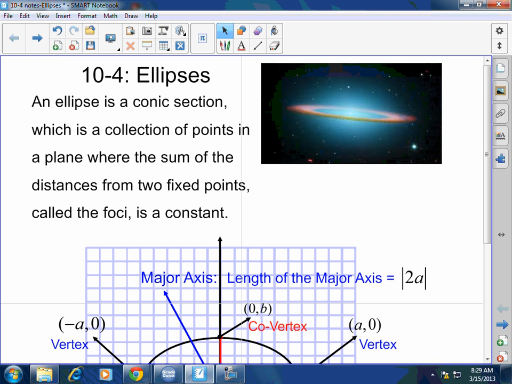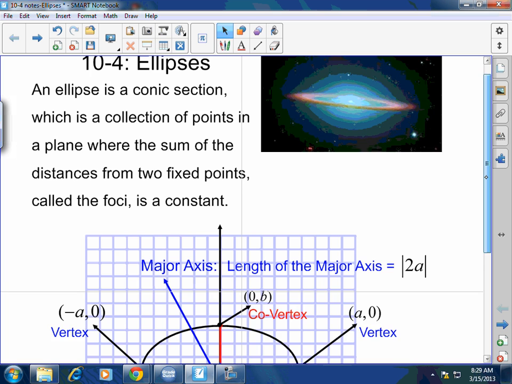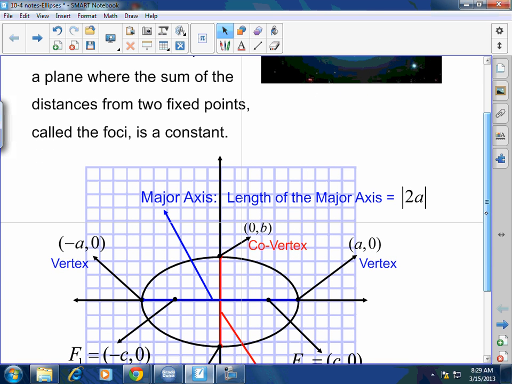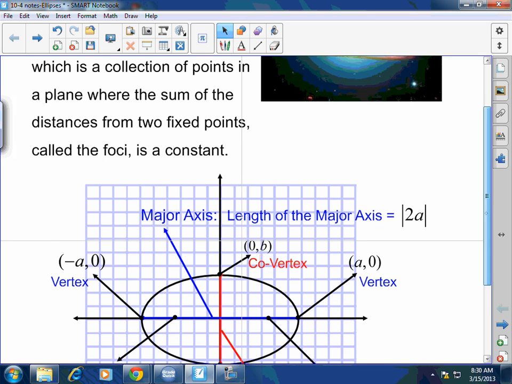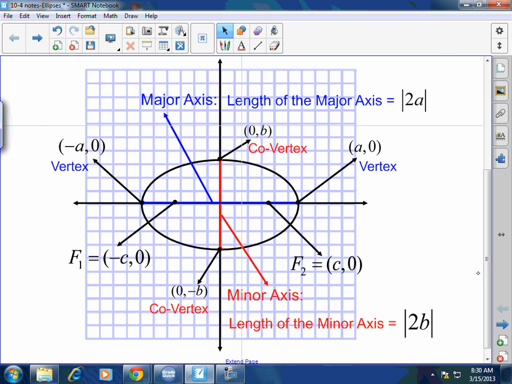And an ellipse is a conic section which is a collection of points in a plane where the sum of the distances from 2 fixed points called the foci is constant. Let's talk about that. The sum of the distances from 2 fixed points called the foci is constant. So what does that mean? Okay, let's just go over all of this and then I'll explain the definition.